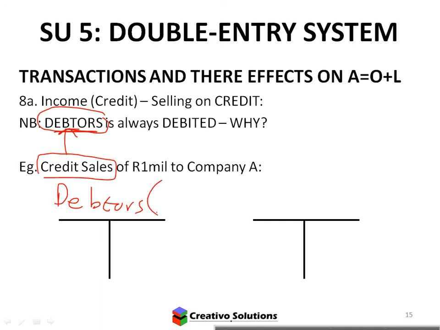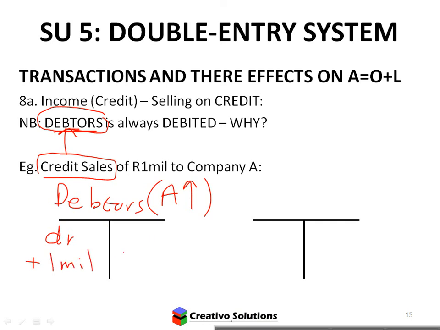Okay, let's think about the definitions now. Which account does debtors fall under? What element does it fall under? Is it an asset? Yes, it would. Why is it an asset? Well, it's a resource. Am I going to get something from these customers in the future? Yes, they're going to pay me in the future, right? So debtors is an asset that's increasing. Where do assets increase? On the debit side, +1 million.